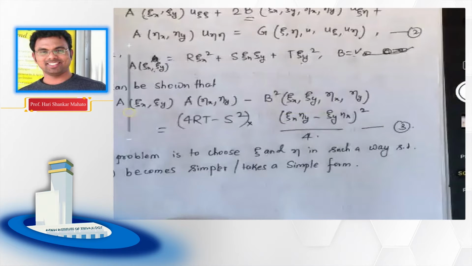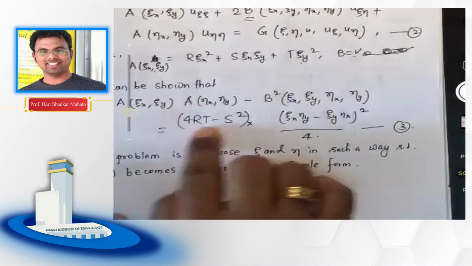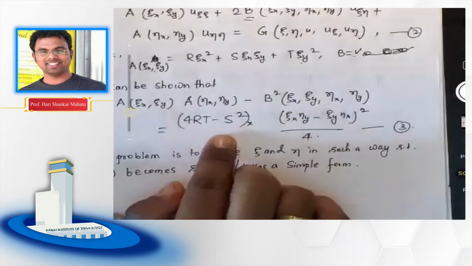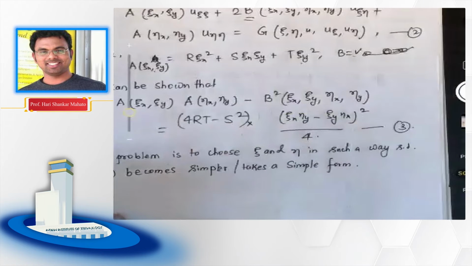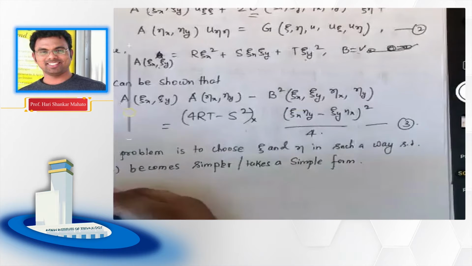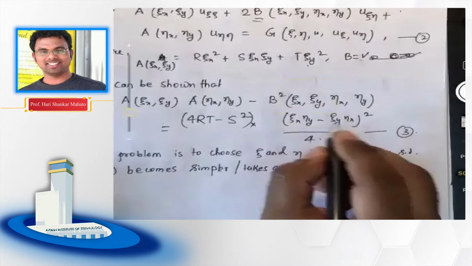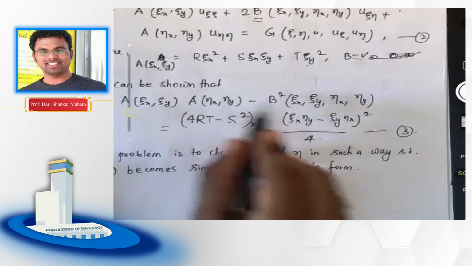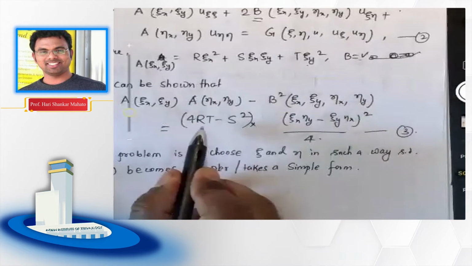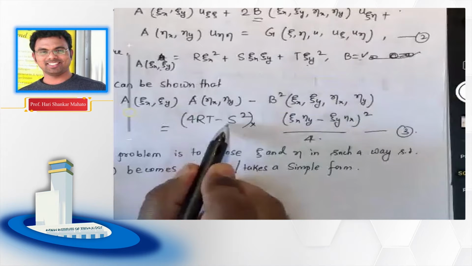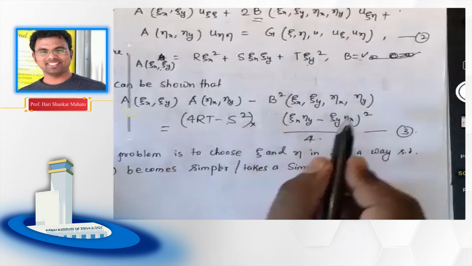The first thing is, depending on this 4RT minus S square, there are a few concepts that you can draw. So first of all, what will happen? This is always positive. So that means that the sign of this thing will depend on whether this one is positive, negative, or equal to 0. So this is always positive.